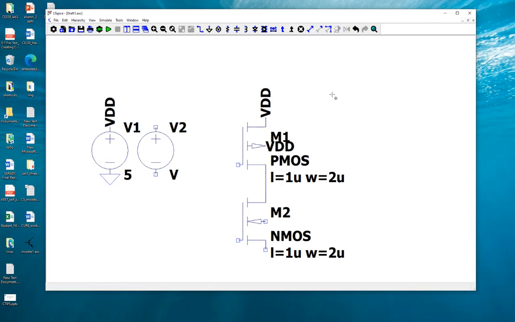Make sense? And for ground, I can just ground NMOS and ground the P sub, which is the body contact, the P sub. So is it N plus or P plus here?